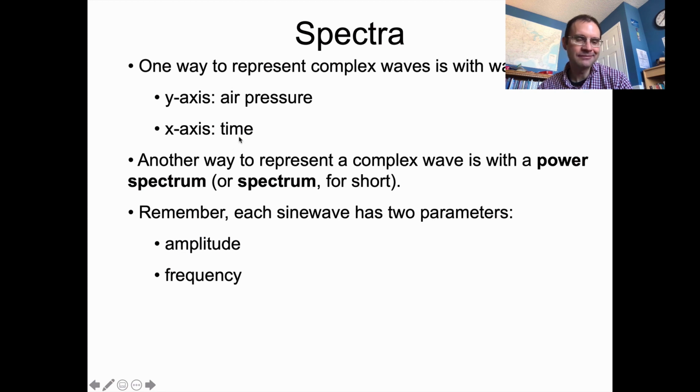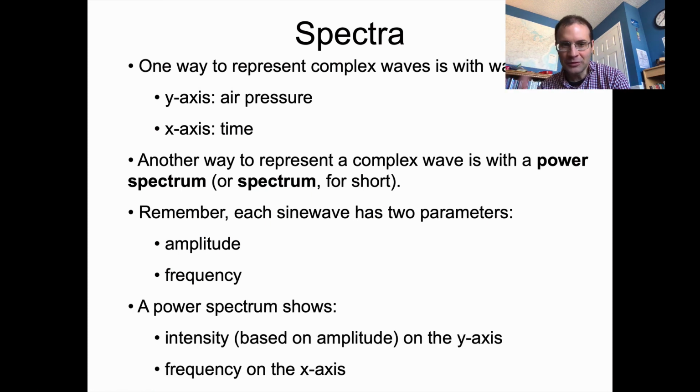We're just going to provide a representation that doesn't involve time, so it doesn't change over time, and it's assuming that the complex wave doesn't change over time either. Instead, it's going to show us what sine waves go into making that complex wave. If you remember, each sine wave has two parameters that we care about: its peak amplitude and its frequency. Knowing those two things, we can describe any particular sine wave out there.